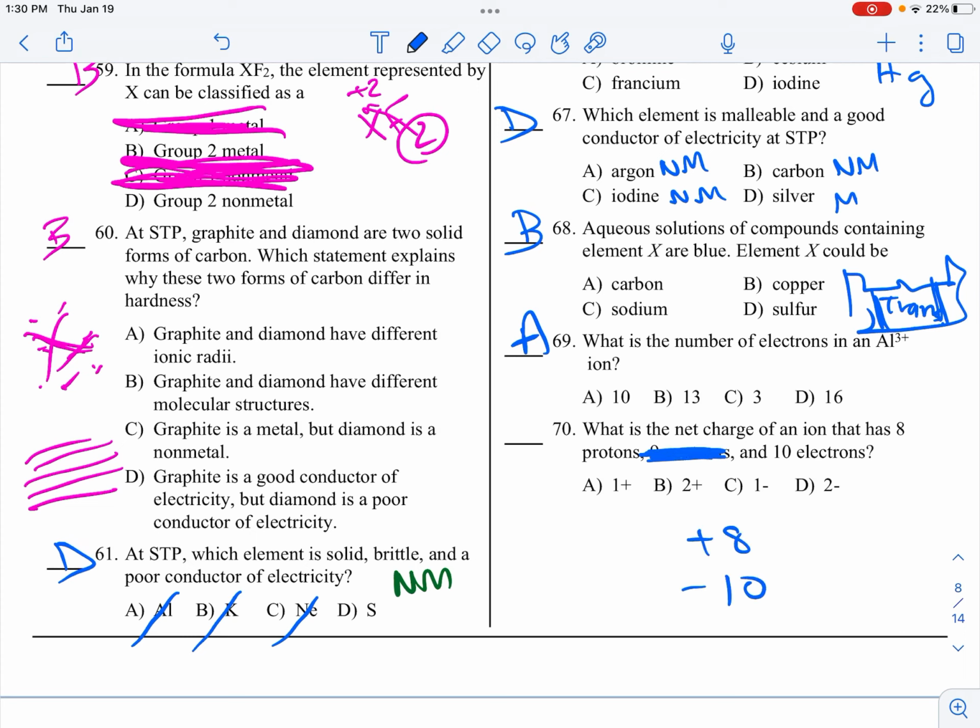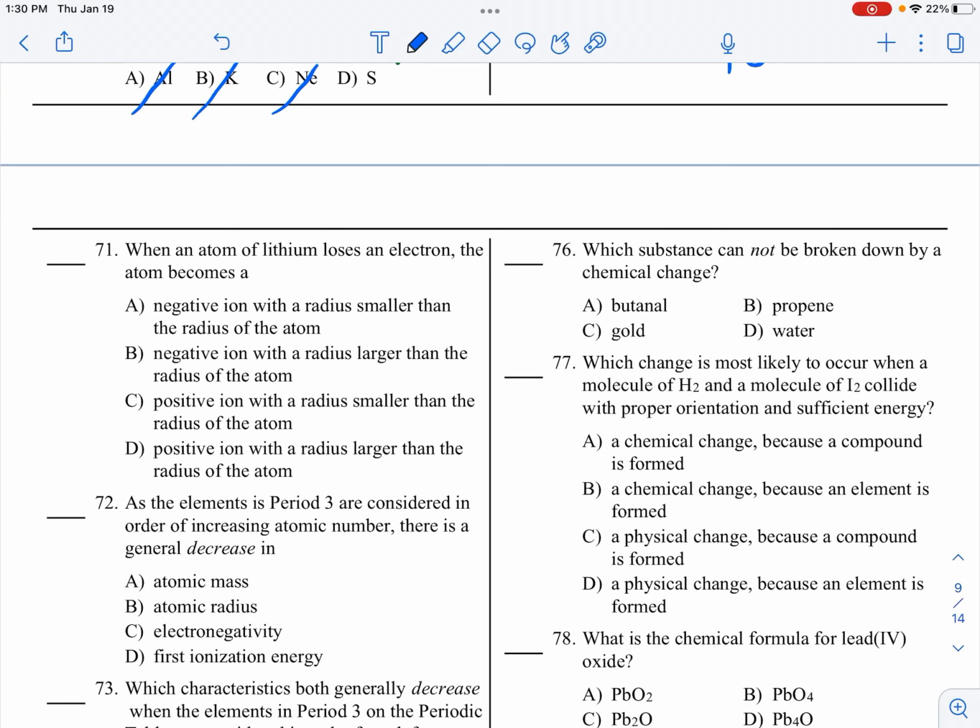When an atom of lithium loses electrons, when you lose weight, what happens to your radius? You get smaller. And when you lose electrons, you become positive. You like losing weight? Positive. It's not a very body positive example, so I'm just going to say losing electrons, you become positive.